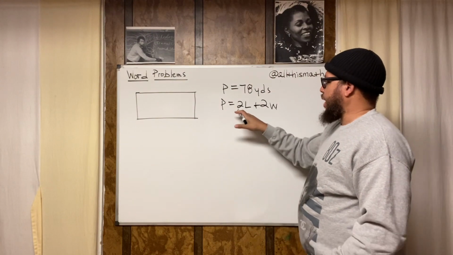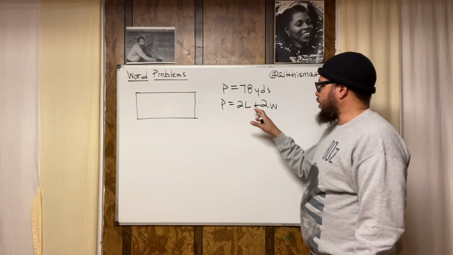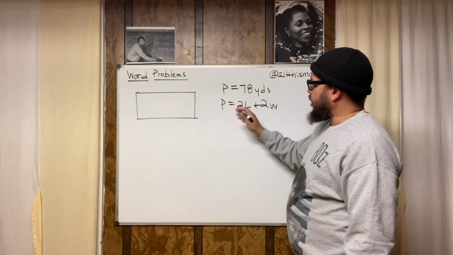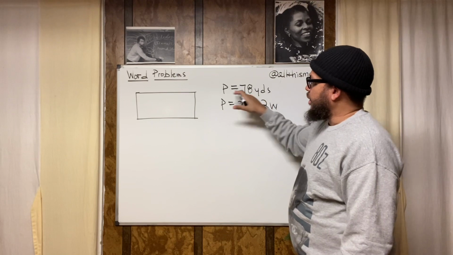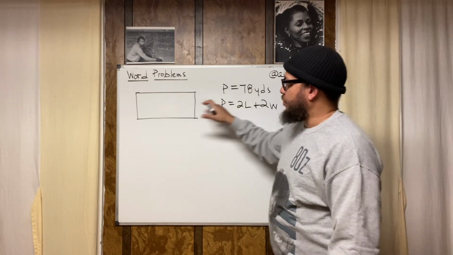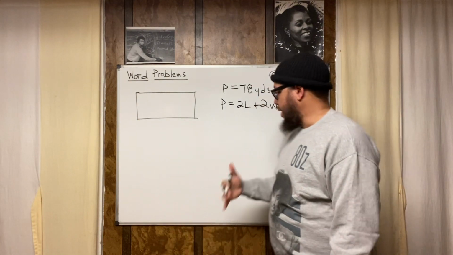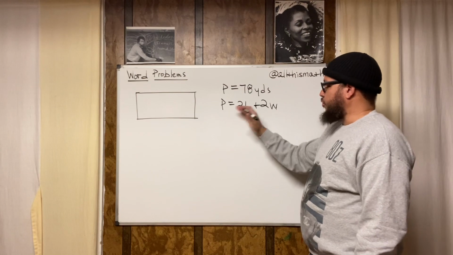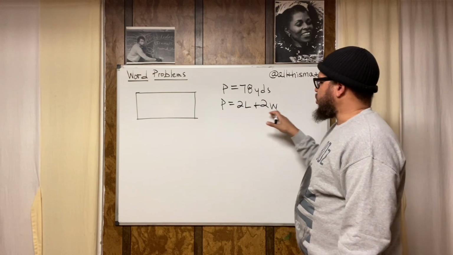Perimeter is the same thing as, because the equal sign means it's the same thing as, 2 times the length plus 2 times the width. So that means that 2 times the length plus 2 times the width in this problem is equal to 78, because P is equal to 78. So in this problem, the perimeter of this rectangle is 78. All 4 of these sides added up is 78. And at the same time, the formula for the perimeter of a rectangle holds true. 2 times the length plus 2 times the width.